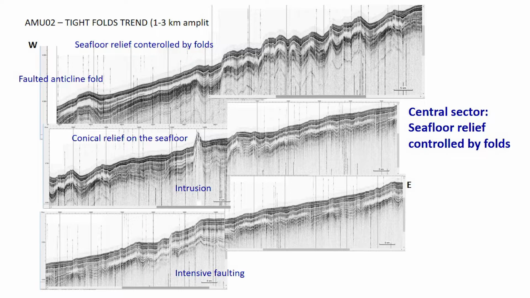Here are around 1 to 3 kilometers of amplitude, and this one has 15 kilometers. Also, you can see that in some cases faults are related, anticlines are faulted, or you can see also the intrusions that could be from conical features on the seafloor.